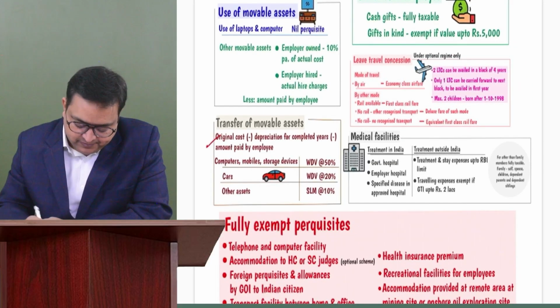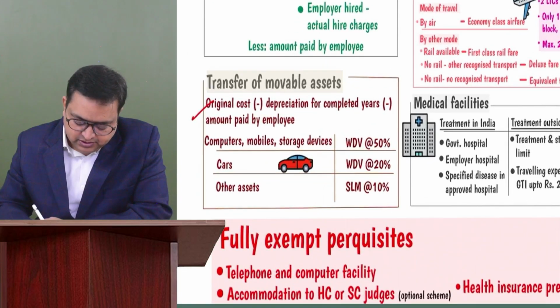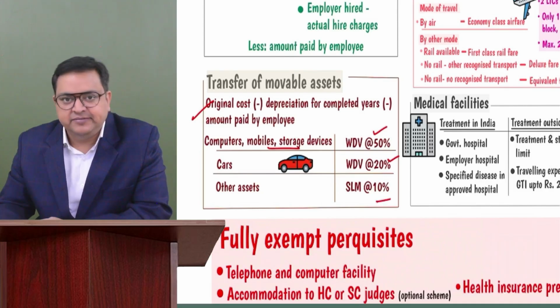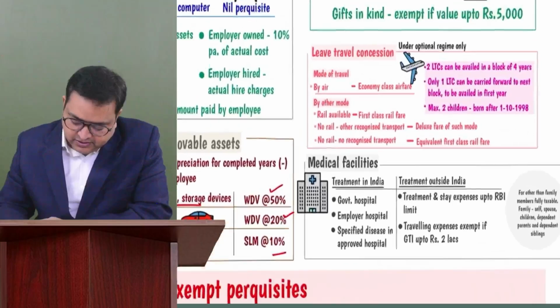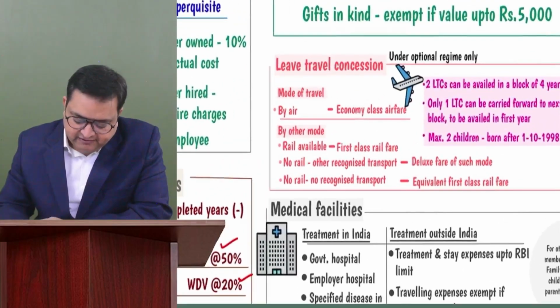So for transfer of movable asset, for computers, mobiles or storage devices, it is 50%. For cars, it is 20%. For other assets, it is 10% straight line method. Got it? Okay. Leave travel concession.